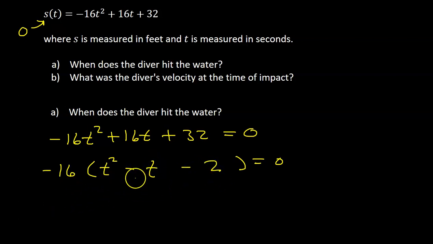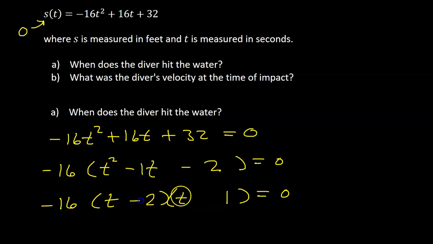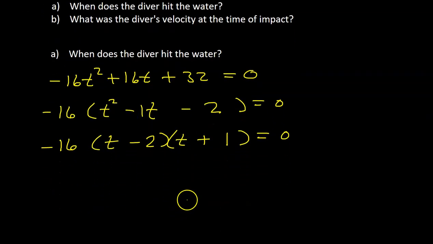Now let's go ahead and factor the trinomial. So I'm going to keep the negative 16 for now. This trinomial should be easy to factor. t squared is going to be t times t. 2 is 2 times 1. I see that the middle is a negative 1, so I'm going to go for a negative 2 and a positive 1. So there we factored it.